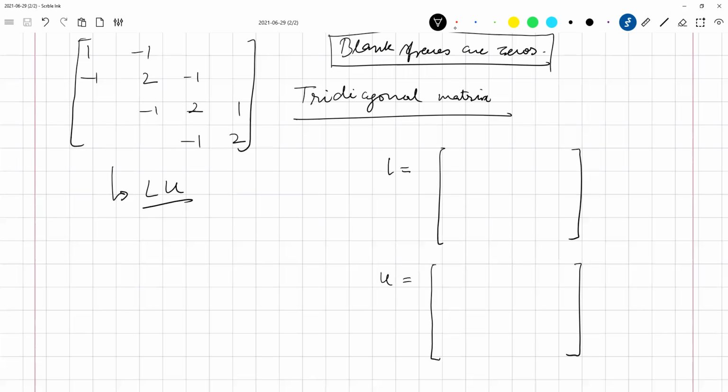We already know that the first row does not change in U. So you will have the same first row as A. So this is your A. Your first row of U is going to be the same, so you have 1 and -1. Now what is your pivot? The first pivot is 1. So how will you find out the value of L?